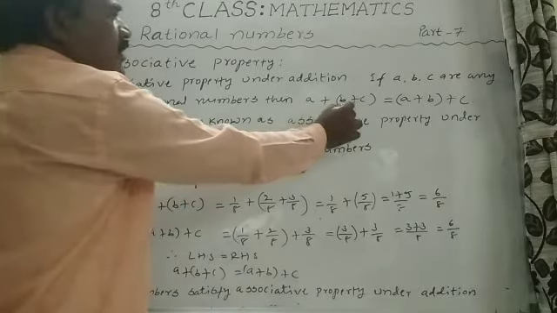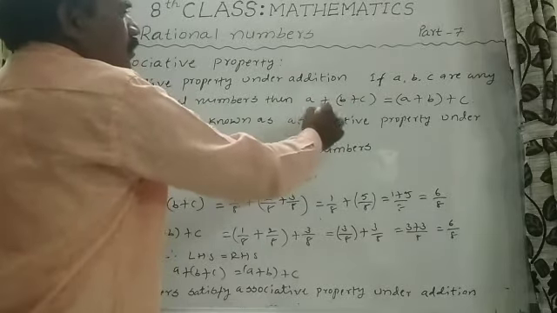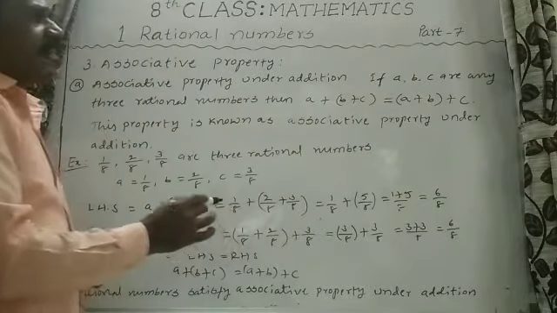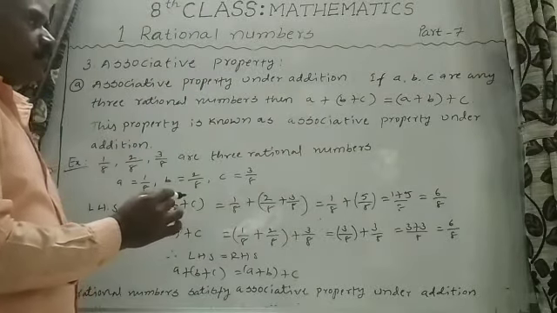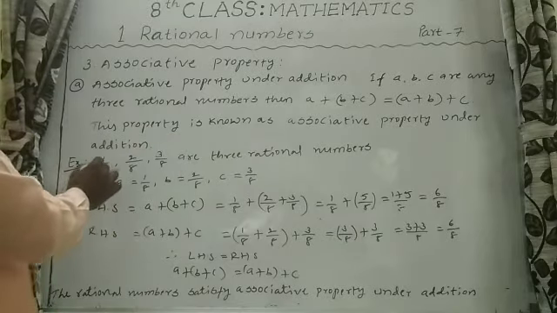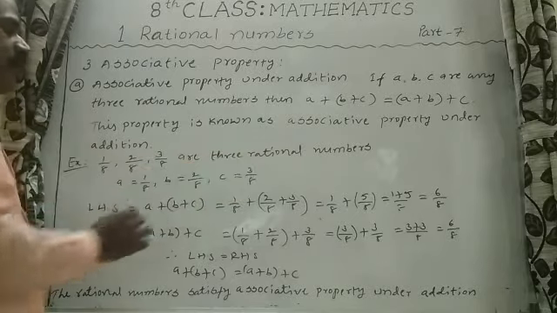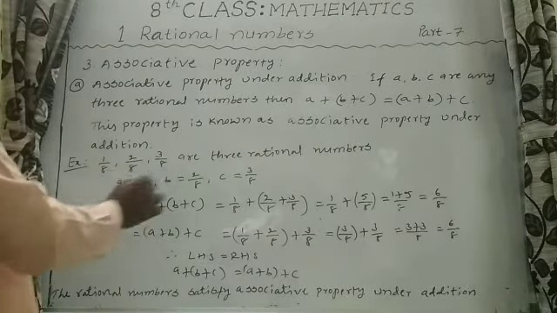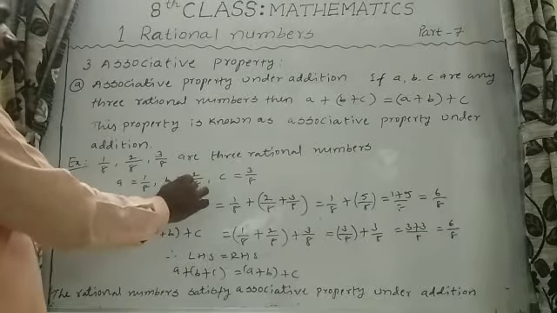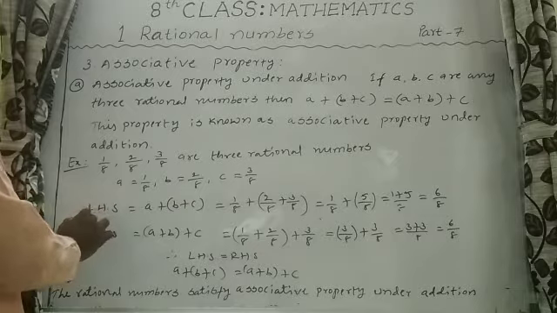(a + b) + c is the left hand side of the equation. a + (b + c) is the right hand side of the equation. So we will take one example. 1 by 8, 2 by 8, 3 by 8 are three rational numbers. Let us take a is equal to 1 by 8, b is equal to 2 by 8, c is equal to 3 by 8.